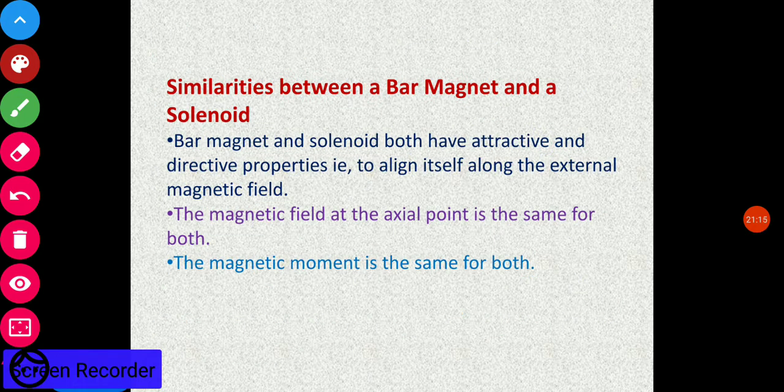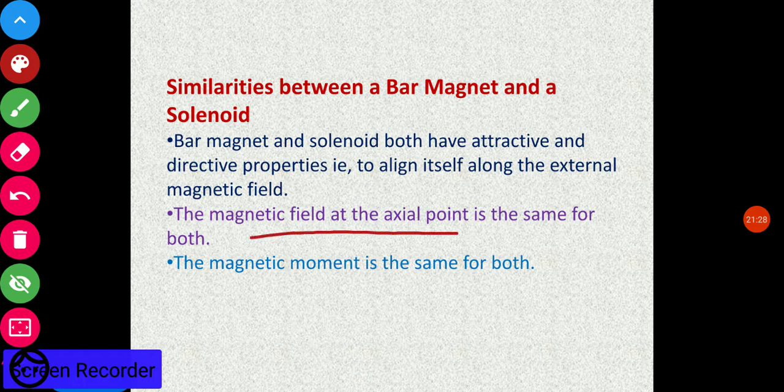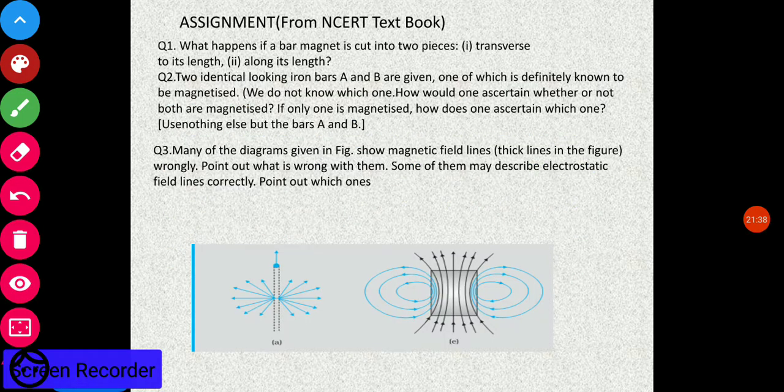They have some similarities also. Bar magnet and solenoid both have attractive and directive properties, that is, they align themselves along the external magnetic field. The magnetic field at the axial point is the same for both. The magnetic moment is the same for both. So these are the similarities.